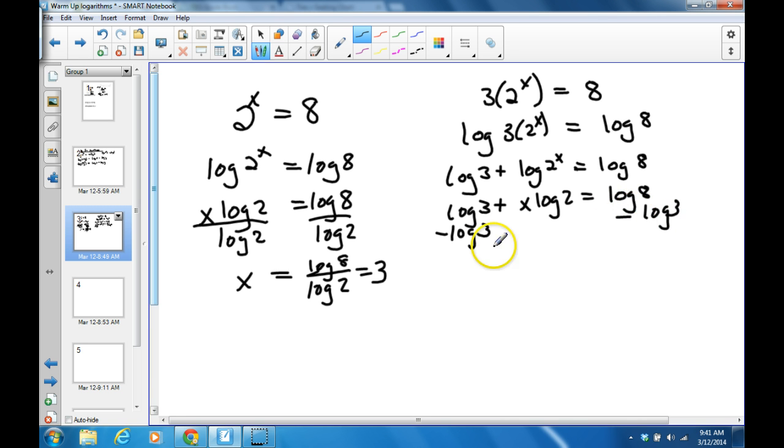Okay? So now I have x log 2 equals log 8 minus log 3. And now what do I do? Divide by log 2.